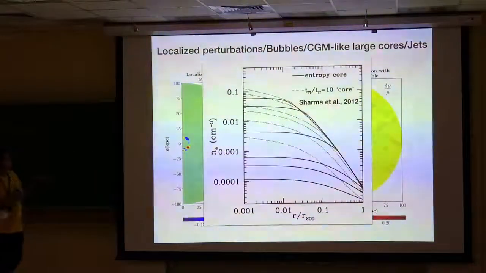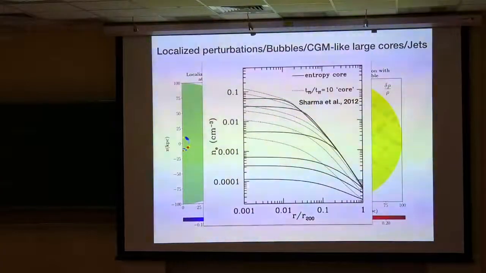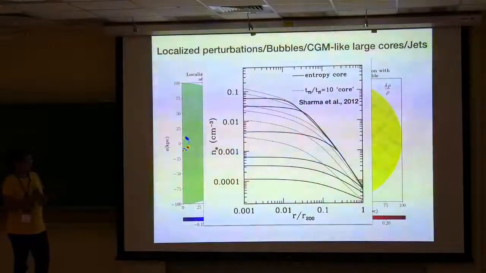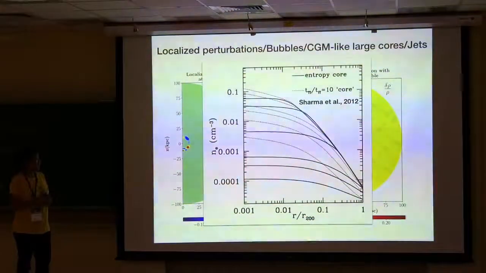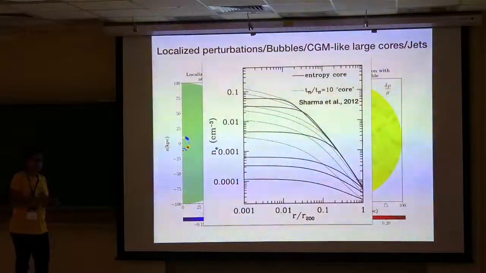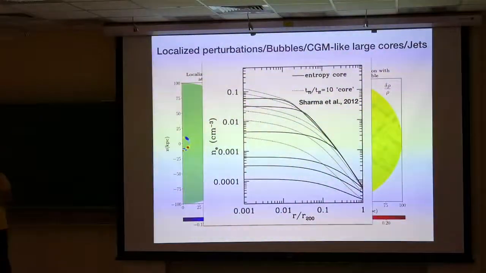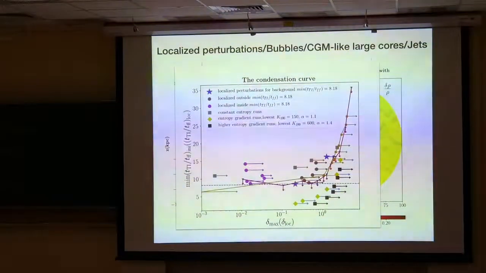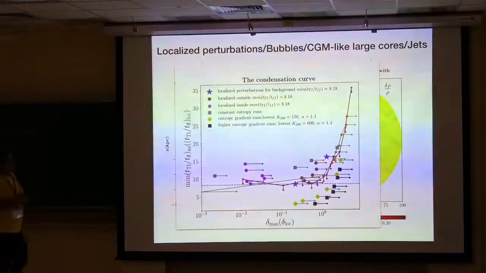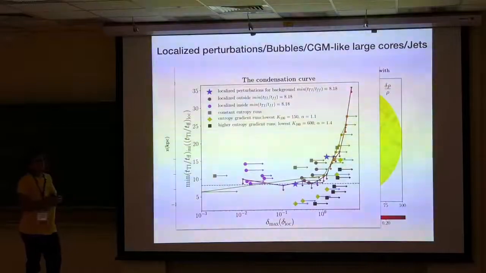So we also take a medium where the entropy is completely constant, and we also take a medium where there is a very large entropy gradient, and with all these effects we try to see the same condensation curve. The solid line is the same as the previous one, with slightly different potential wells. We include a central galaxy potential, the BCG.